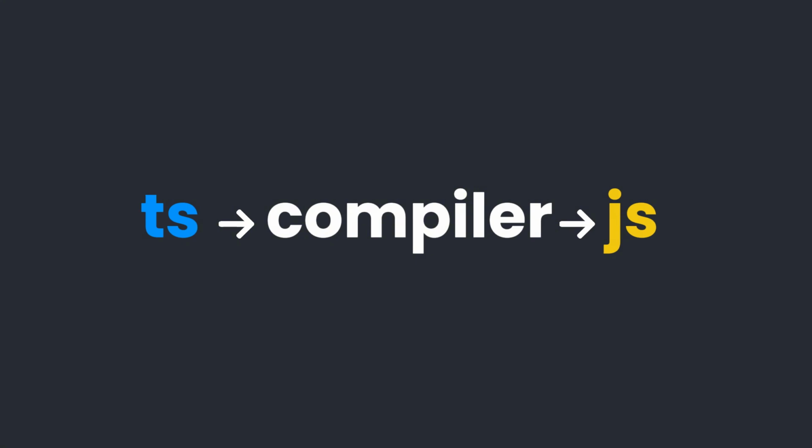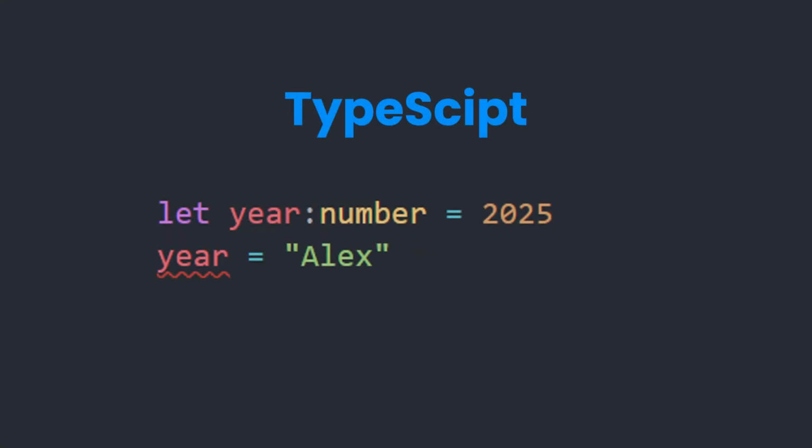This means we can catch many mistakes during development before running our code. For instance, if we declare a variable as a number, we cannot later assign a string to it. The TypeScript compiler will immediately flag this as an error before the code is even executed. So, we don't need to run the application or rely entirely on tests to catch these kinds of bugs. Many of them can be caught simply by compiling the code.